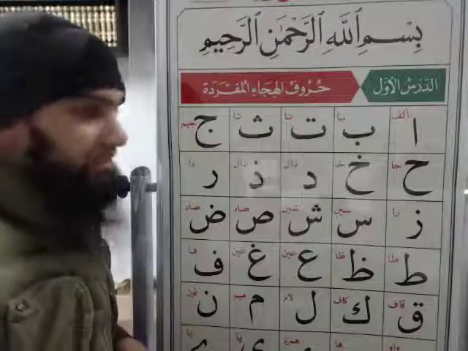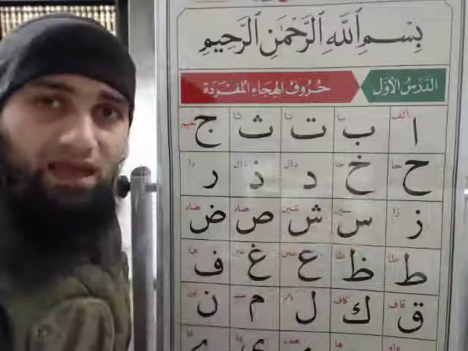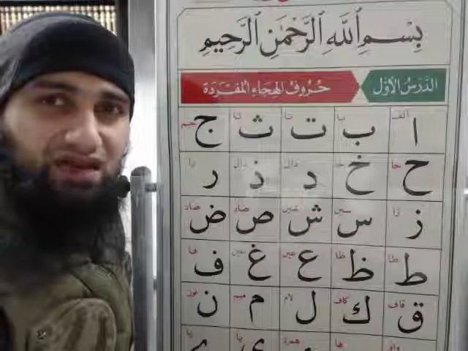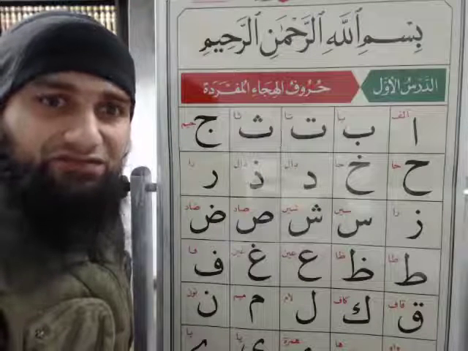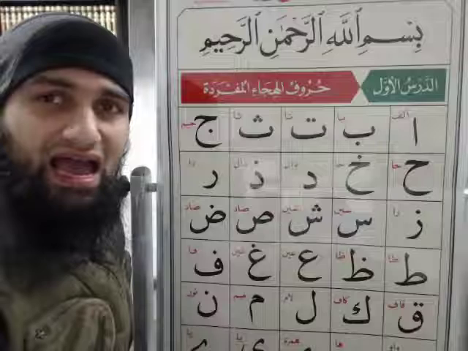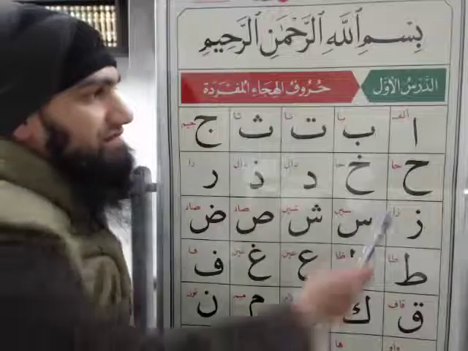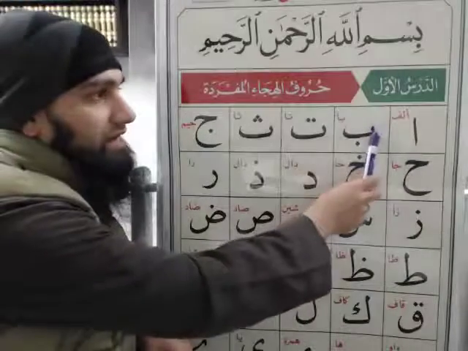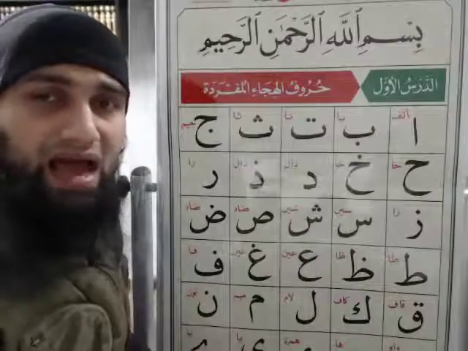The first letter is here, it's a line. You say after me, alif, alif, alif. That's the first letter. Next letter is the letter ba.